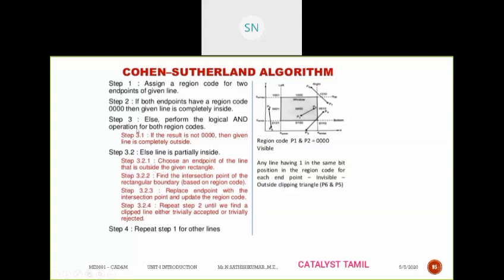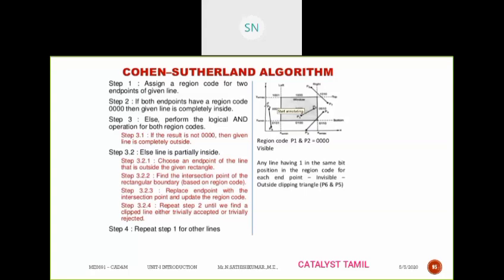So step number 3 is, suppose all the 4 digits are not 0, then we must move to step number 3. In step number 3, we must perform the logical AND operation for both the region codes. What is meant by both the region codes here? Both region codes represent the region code for one endpoint and the region code for the other endpoint. Suppose all 4 digits of region code 1 and all 4 digits of region code 2 are completely 0, then it means the point or line is completely lying within the window. There is no need of clipping.